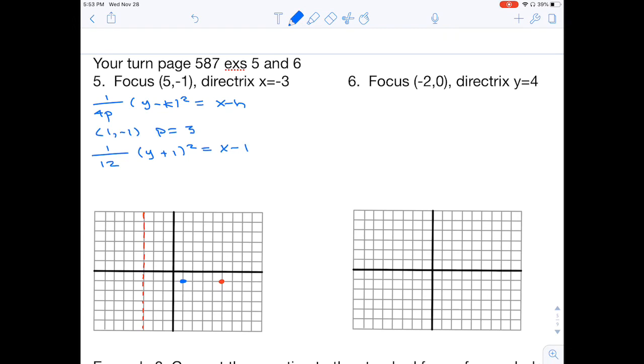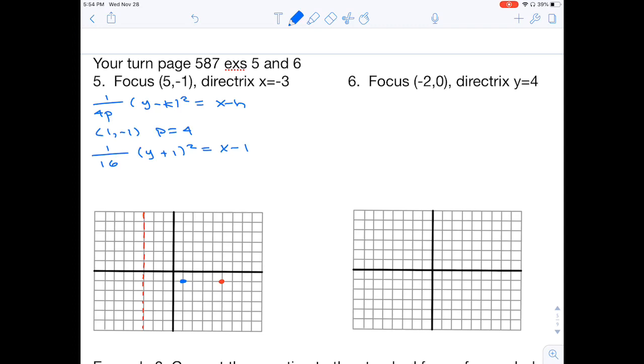Actually, I made a small mistake. If you look at it, p is actually 4 units, so let me correct that. So p is 4. I counted wrong. So that's actually 1/16. Okay, so please make the appropriate changes.